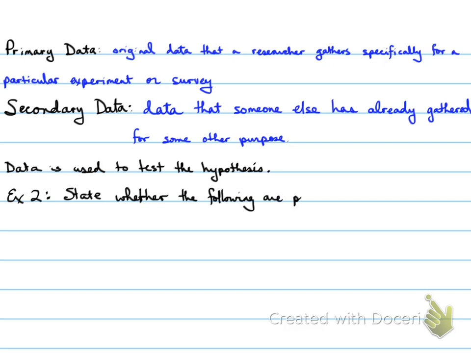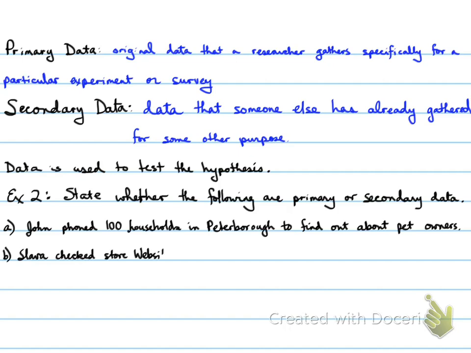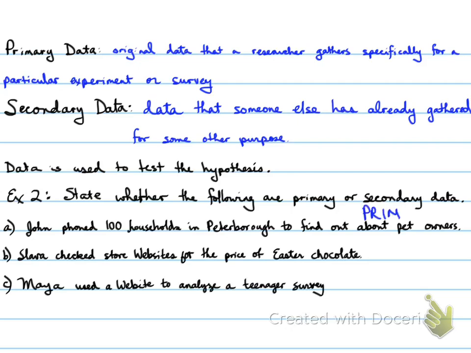Example 2. State whether the following are primary or secondary data. So, John phoned 100 households in Peterborough to find out about pet owners. Slava checked store websites for the price of Easter chocolate. Maya used the website to analyze a teenager survey. So we need to know whether these are primary or secondary data that we're collecting. So this person, John, phoned 100 households in Peterborough to find out about pet owners. By actually phoning and doing the work, that's considered, that's right, primary data.